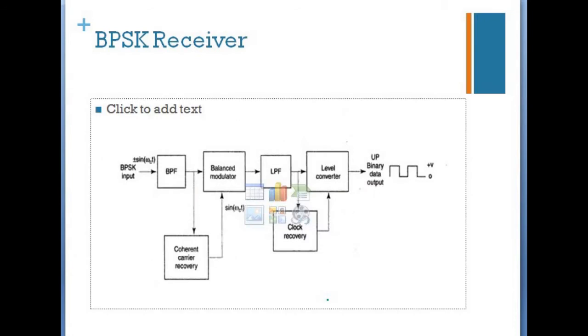And this is a block diagram of the BPSK receiver. The received signal may be plus sin omega ct or minus sin omega ct. Here we have a carrier recovery circuit, which detects and regenerates the carrier signal, that is plus sin omega ct. Here the balance modulator acts as a multiplier. It multiplies this plus sin omega ct and the received signal. This low pass filter blocks high frequencies above omega c. We have a level converter to convert polar to unipolar to get logical values.